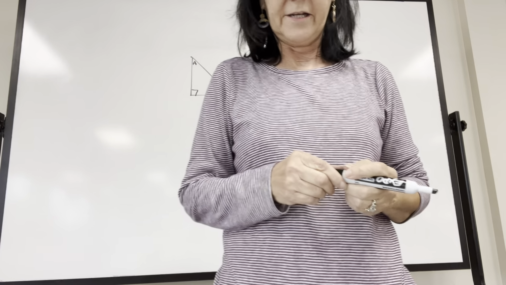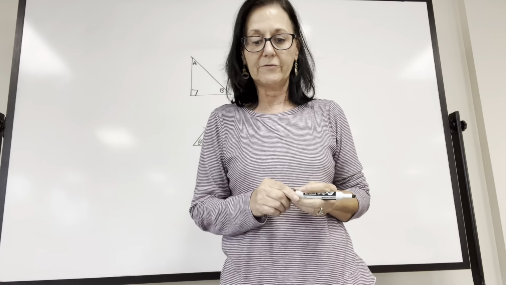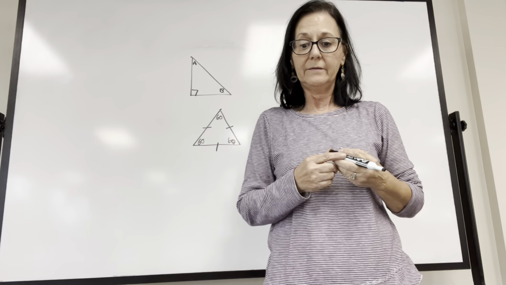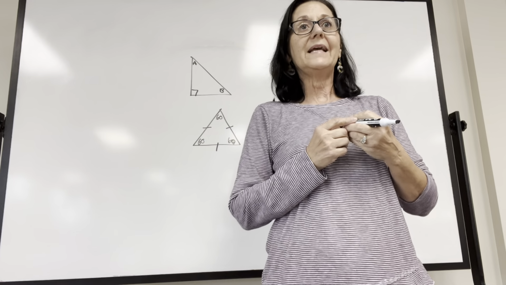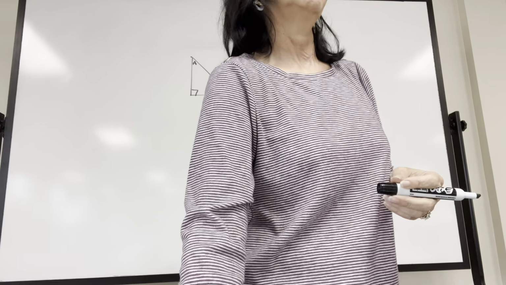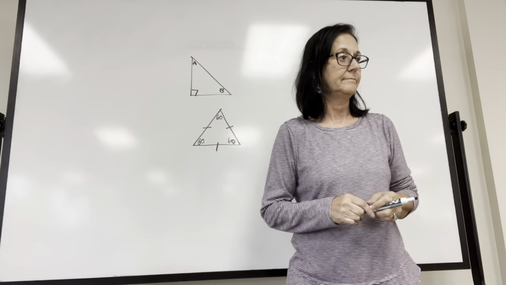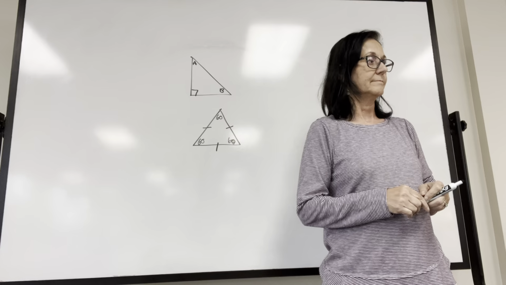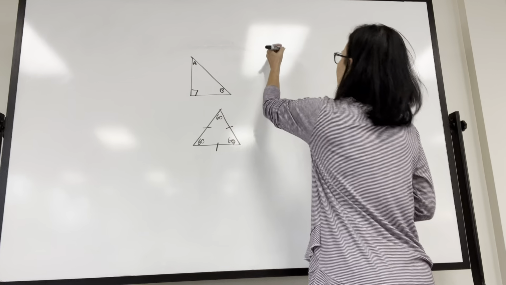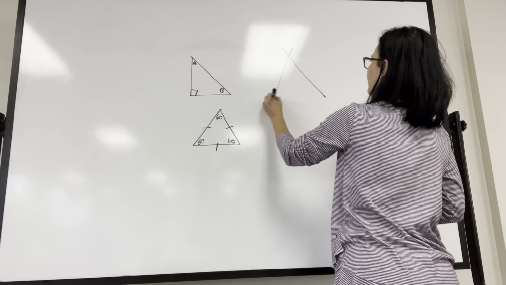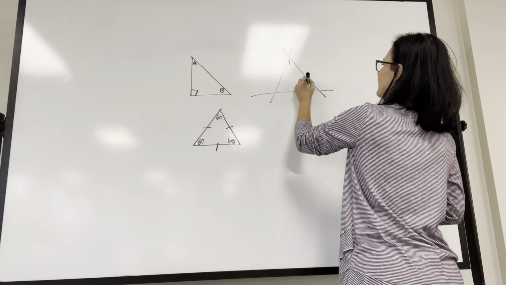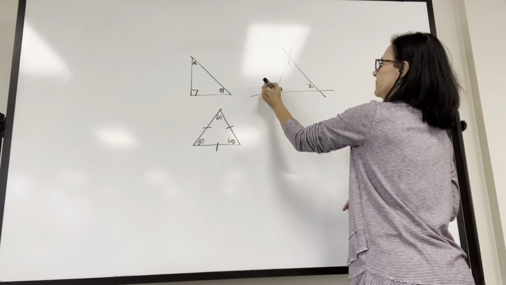All right, look at the last theorem. I taught it earlier. An exterior angle of a triangle is equal to the sum of the remote interior angles. Yes? Why do they have remote interior angles? Why can't it be just interior? It has to be remote. What does that mean? Remote? Okay, I'm gonna explain it.